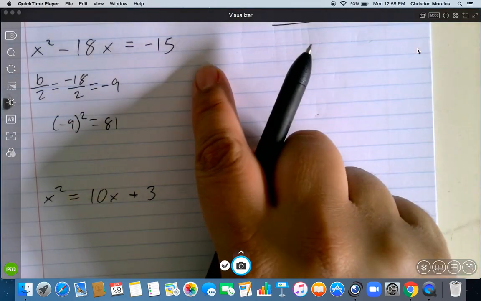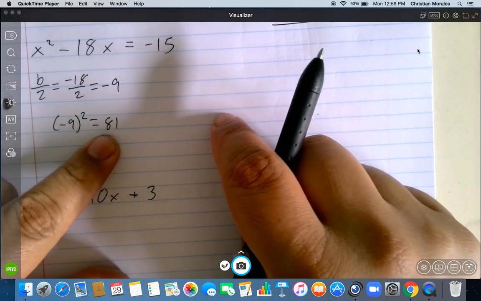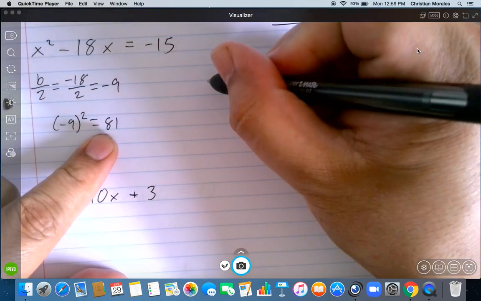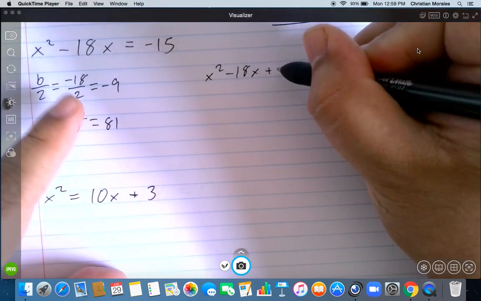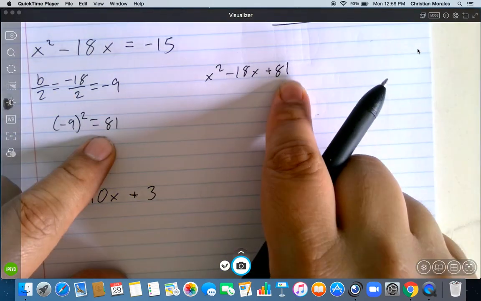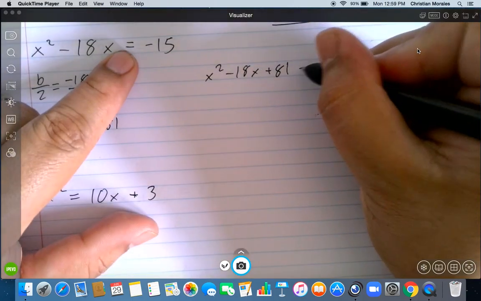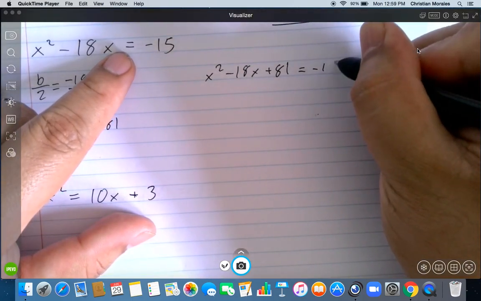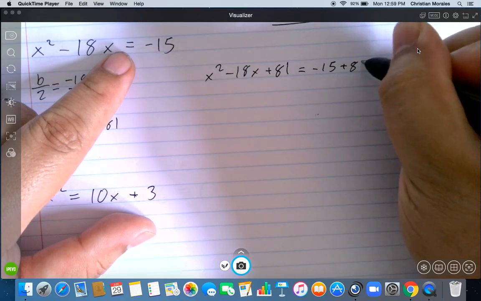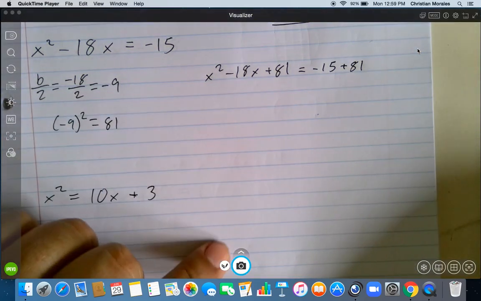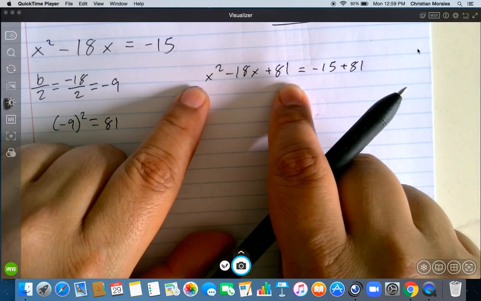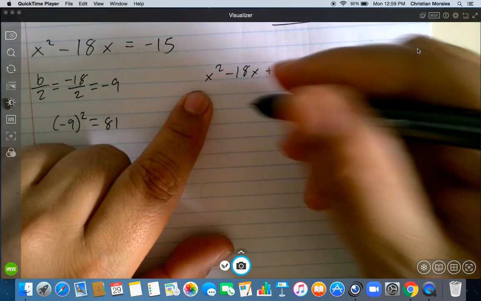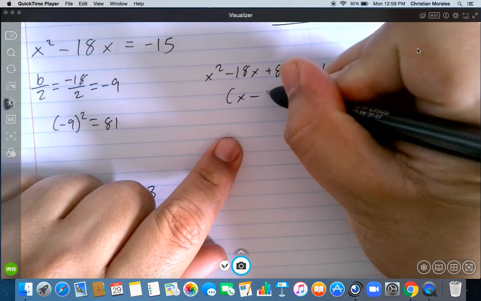We are going to take 81 as our c, and we're going to add it to this side as our perfect square. But if I'm adding 81 here, I also have to add 81 there. So we're not going to leave it like this. We're going to change this to be as a perfect square, which would be x minus 9 squared.